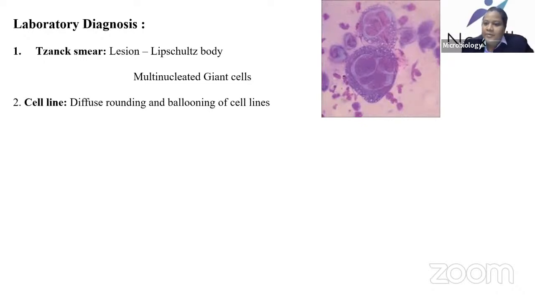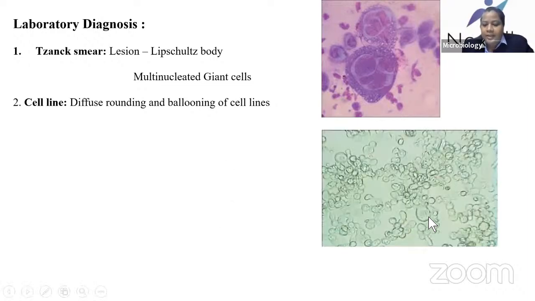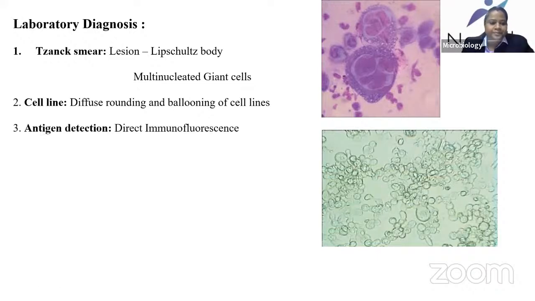The other thing is the virus can also be grown in cell lines. When it is grown in the cell line, the pathognomonic feature of herpes is that it produces diffuse rounding and ballooning of the cells. It is very, very typical. You can see here the rounding and ballooning of the cells in the cell line. This change brought about in the cell lines is also called the cytopathic effect. This cytopathic effect of ballooning and rounding is pathognomonic for herpes virus.